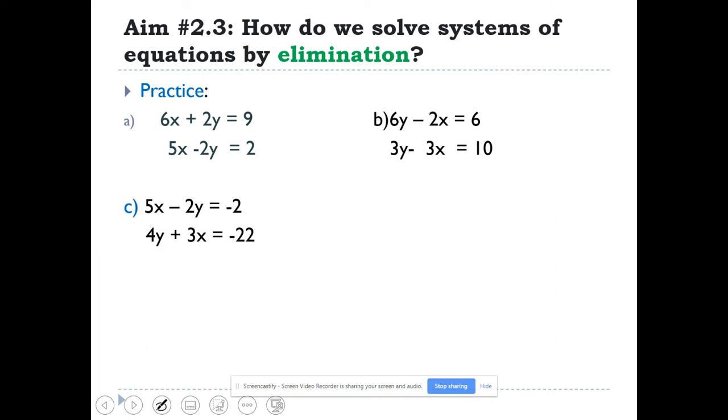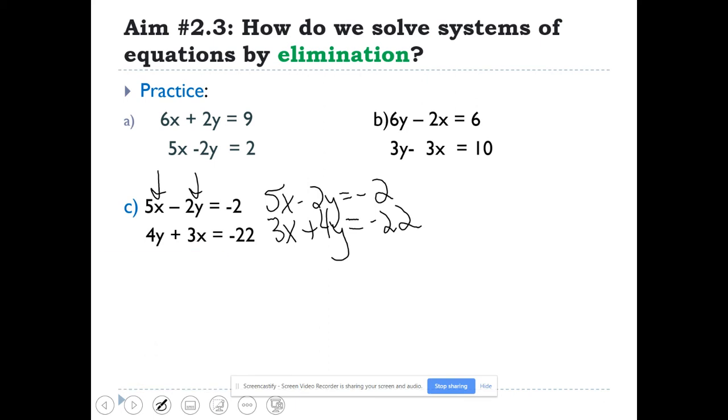Letter C. So I'm checking this out and I'm looking here. Those aren't lined up. I need x's with x's and y's with y's. So I'm going to take that bottom equation and flip around the 3x and the 4y. Now remember, I'm not going over an equal sign, so I'm not changing their signs. I'm just changing the place that they're written. That was a positive 3x and a positive 4y, and they're staying the exact same. All right, so now they're all lined up.